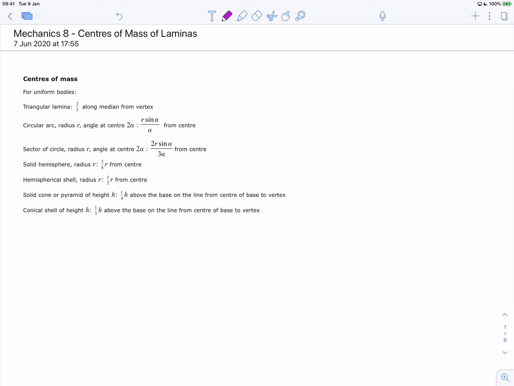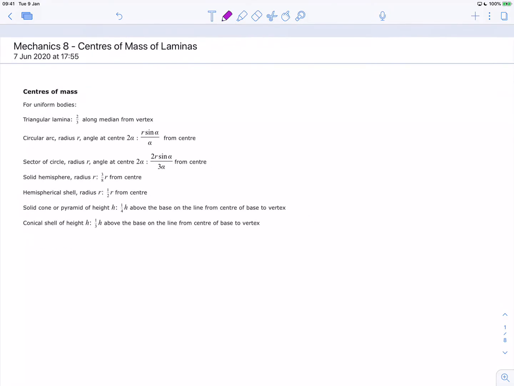Hi there everybody, it's Mr. Pope from Winton Grammar School for Boys, and this is the 8th mechanics session, and today we're going to be looking at centres of masses of laminas.